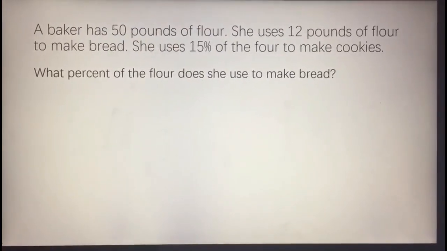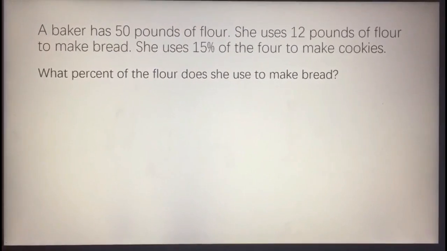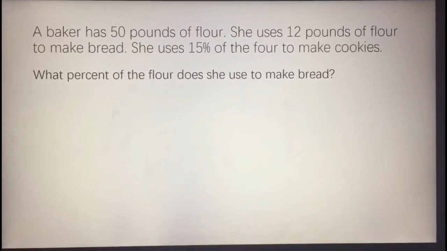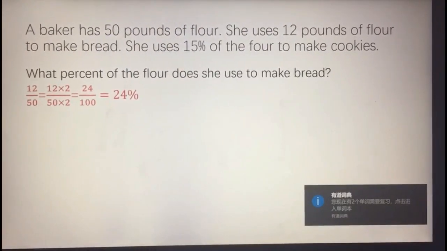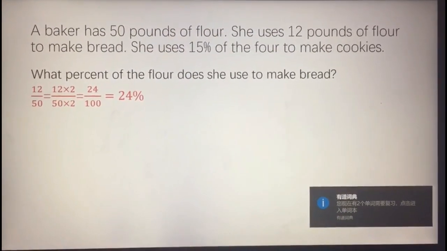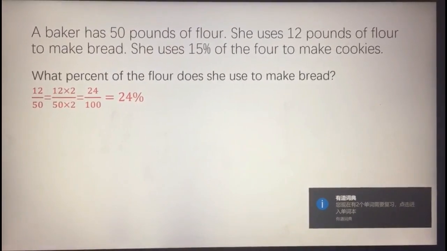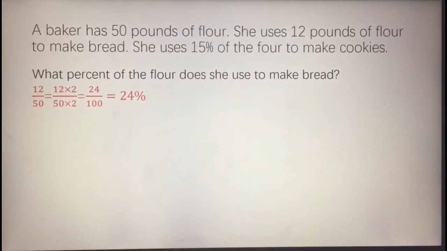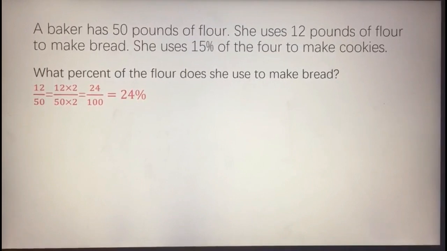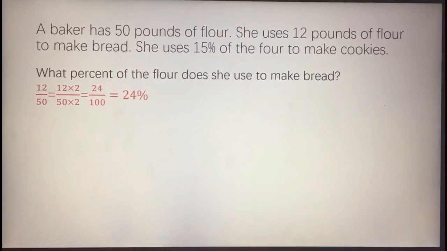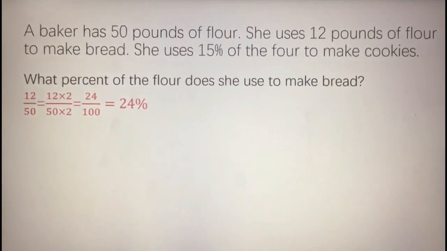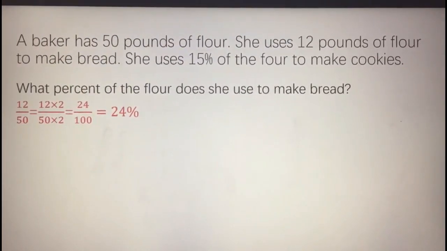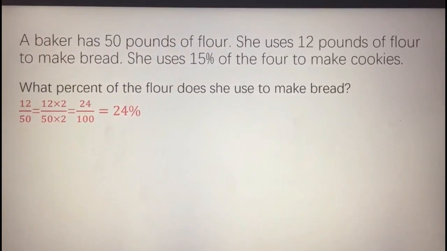To compare the flour used for bread and the total amount of flour, we use fractions. 12 out of 50 pounds are used for bread. 50 times 2, you make a denominator of 100. And 12 times 2, you get 24. So 24 out of 100 is 24%.